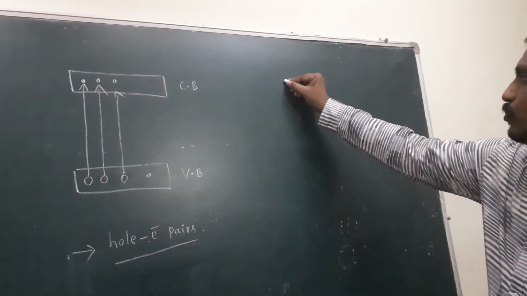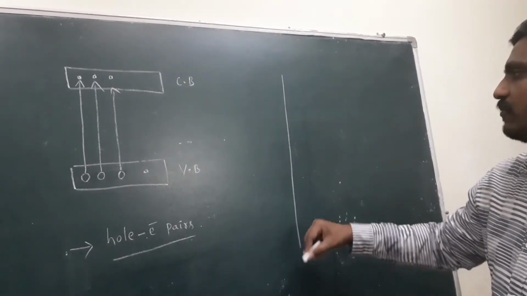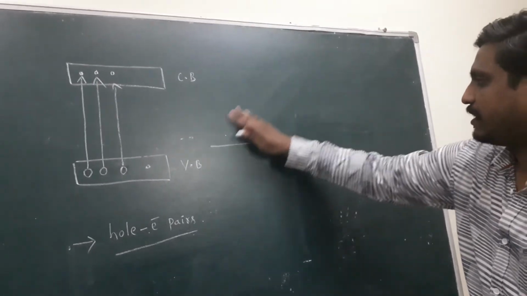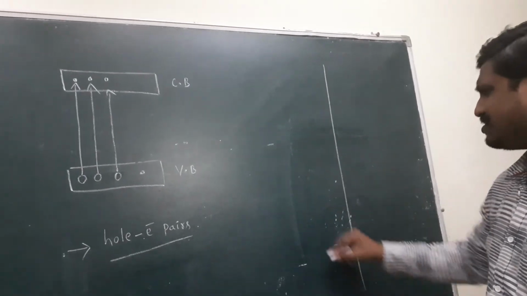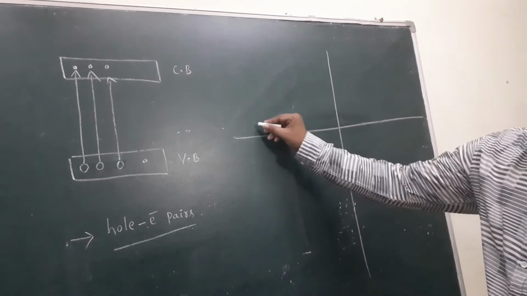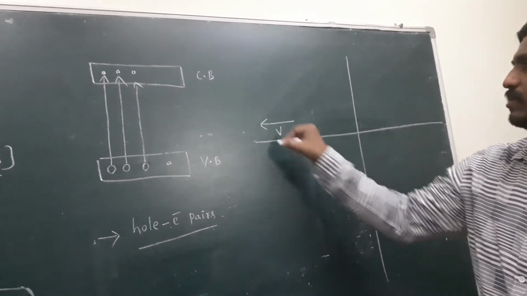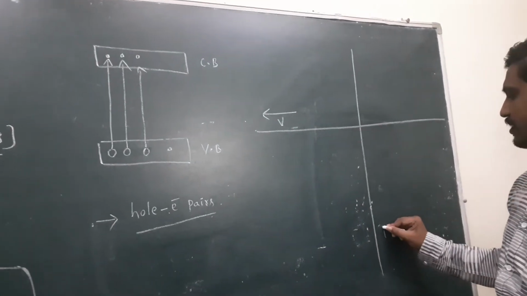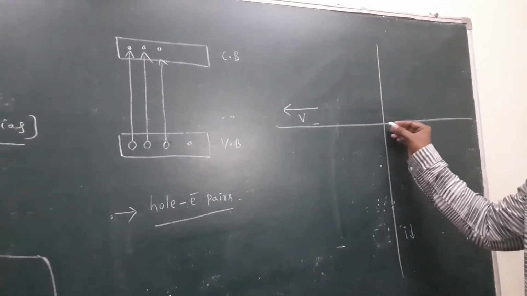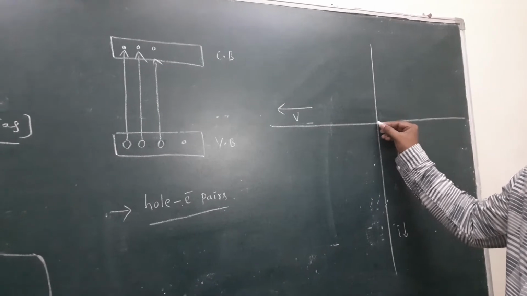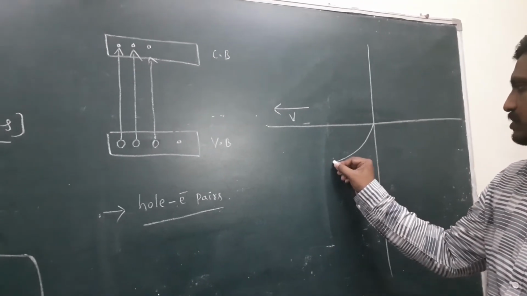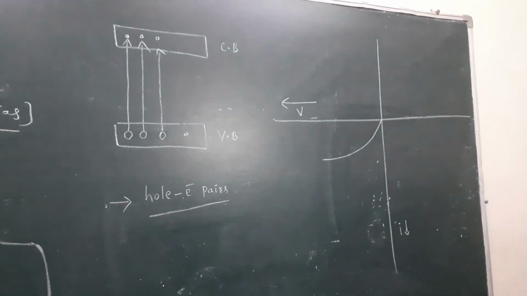In the photodiode, I draw the graph. Generally, this is connected in reverse bias mode. Look here, reverse bias mode. Reverse voltage is taken here, and reverse current is taken on this negative y-axis. Here, voltage increases, current also increases.